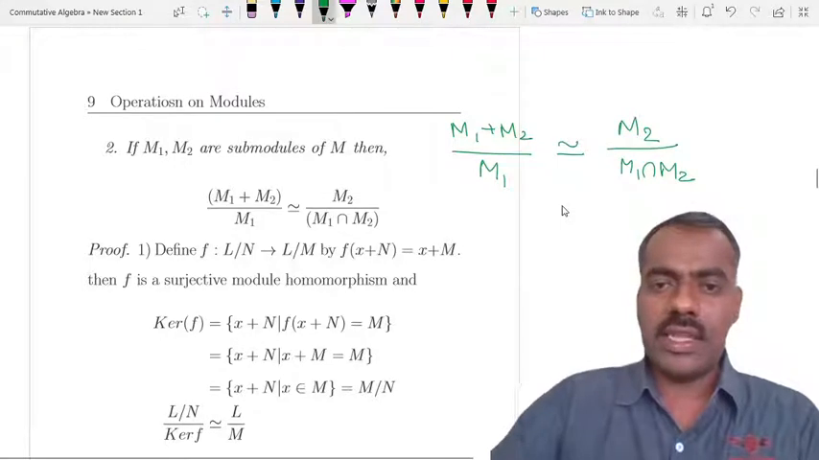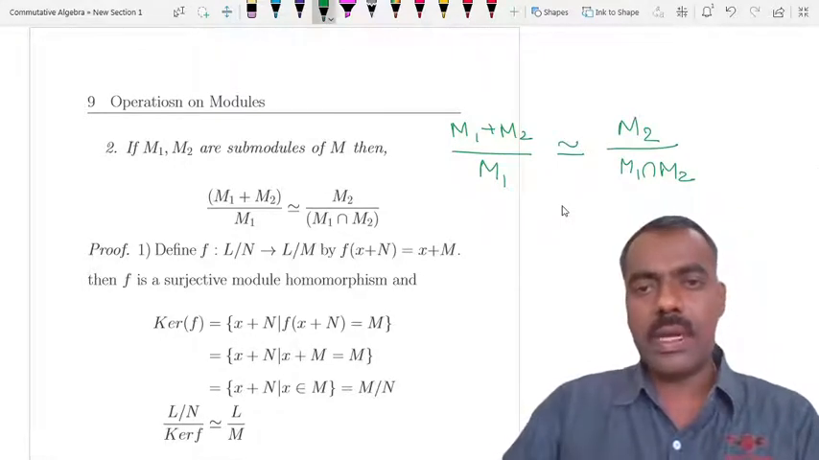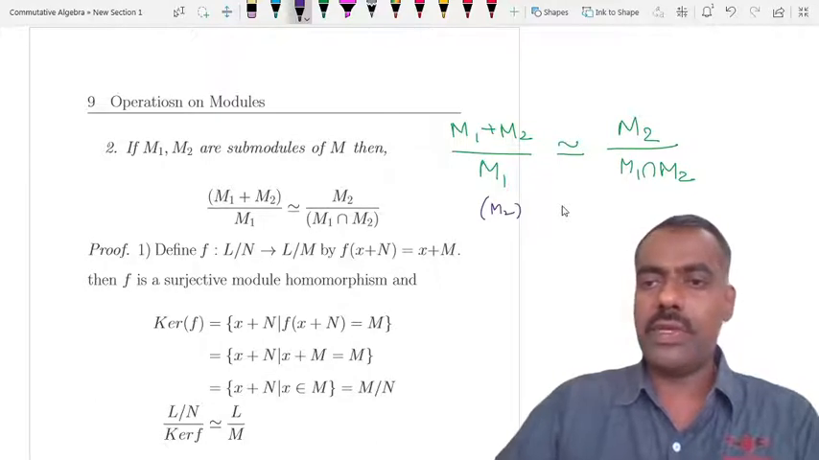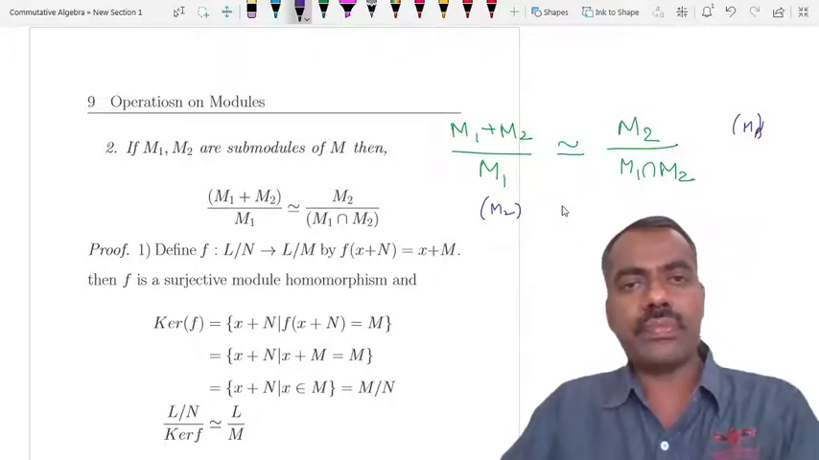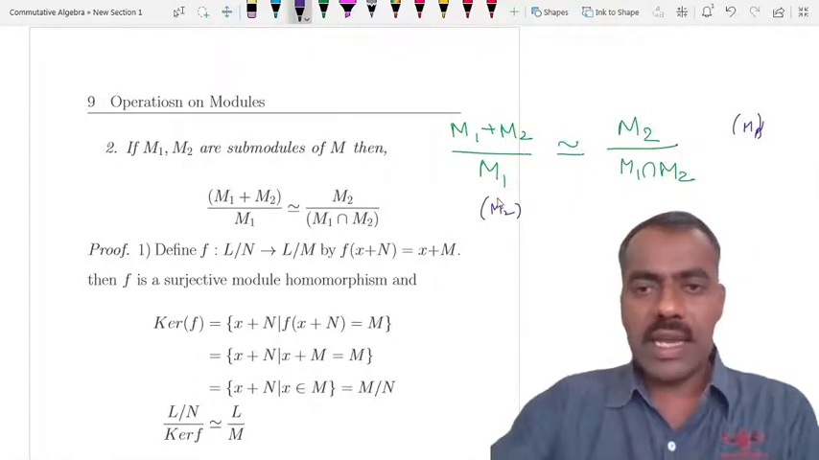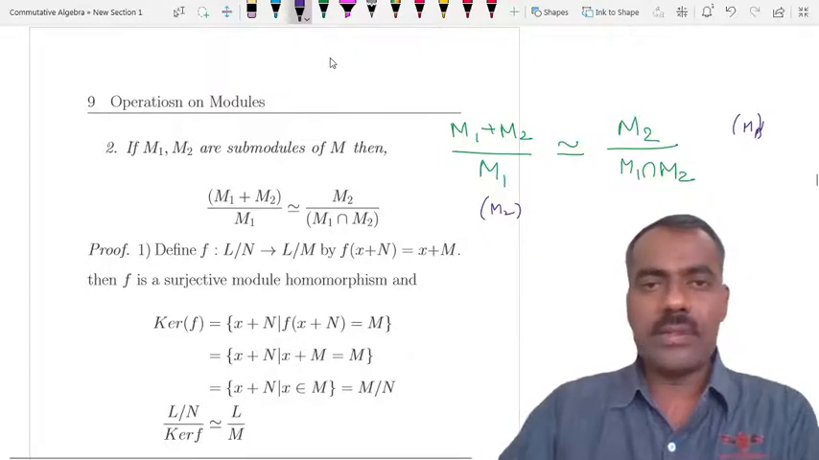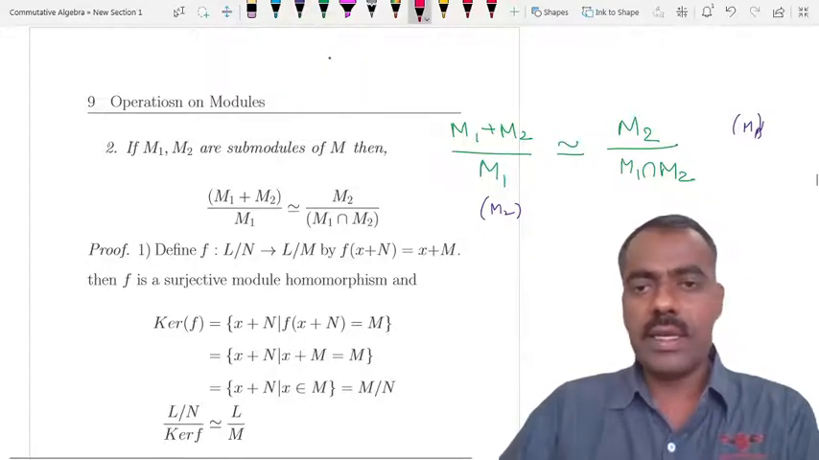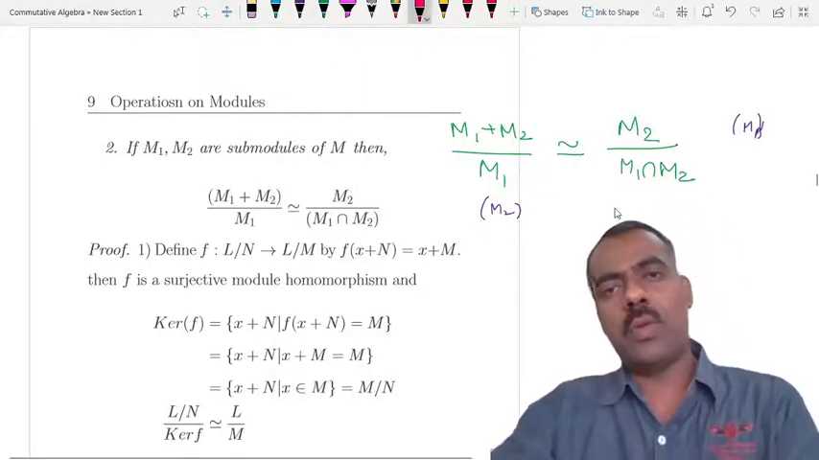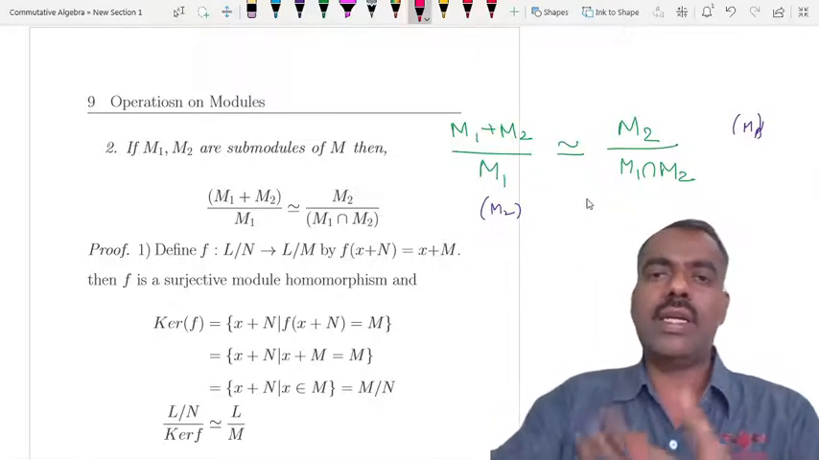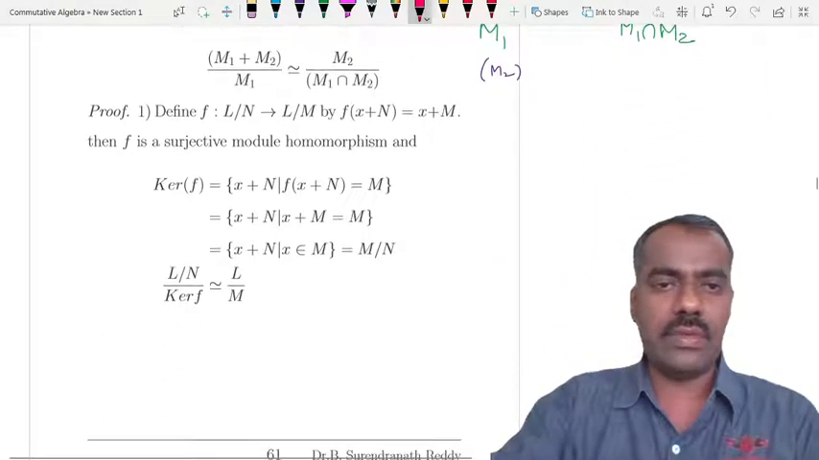There is nothing special about this m1 here. If you replace this by m2, then what you will get is m1 modulo m1 intersection m2. Fine. So these are all again proving homomorphisms. We all know the standard trick: try to define a map so that it is a homomorphism, and show that the kernel is precisely what we are looking for.